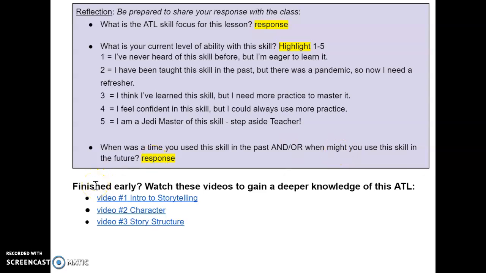And if you finish early before other students in the class, there are 3 different videos that would be pretty interesting to watch. You can work on those while you wait for everyone else. Get ready to talk to the class, especially with your responses to the reflection.